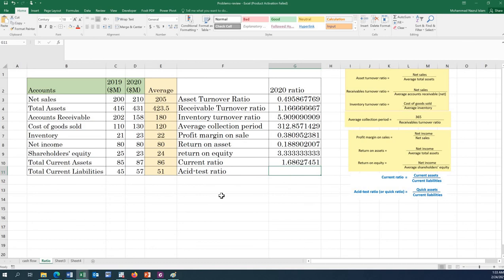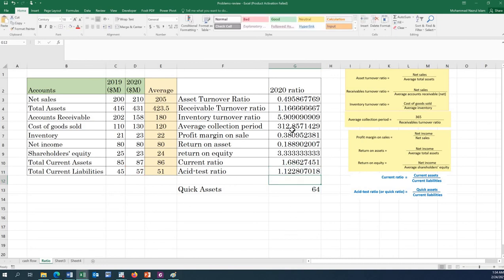And the acid test ratio. To calculate the acid test ratio, we need to calculate the quick assets. Quick assets are equal to total current assets minus inventory. Okay, this is the quick asset. So what we need to do is quick assets divided by current liabilities. This one. Okay.